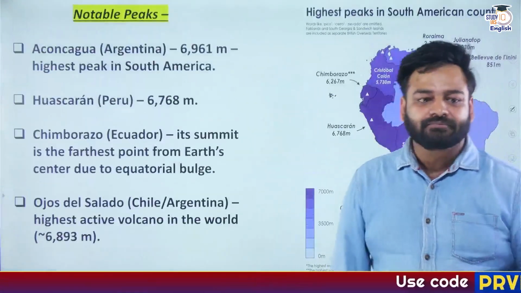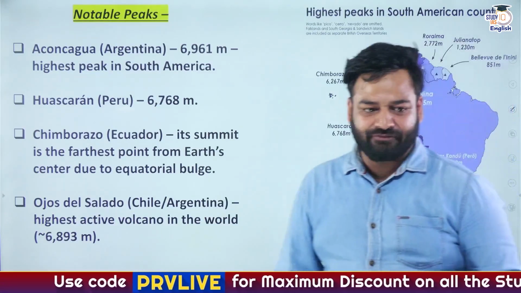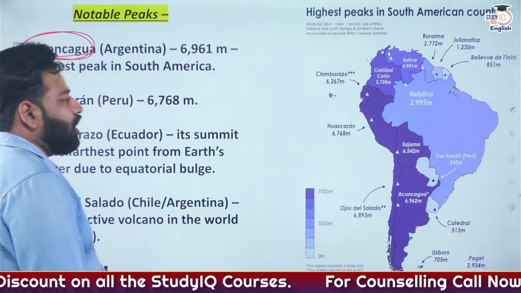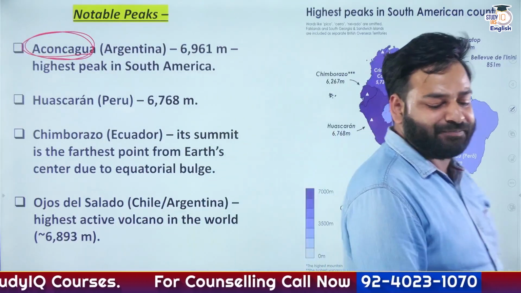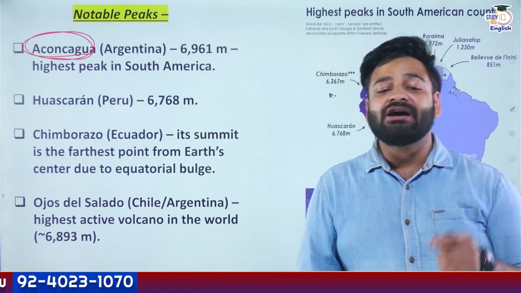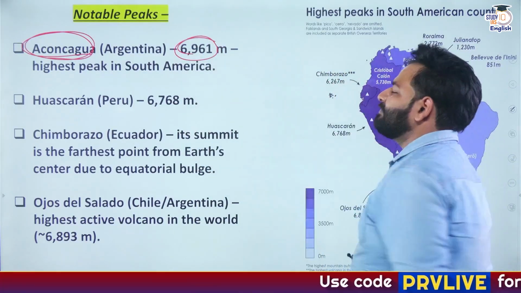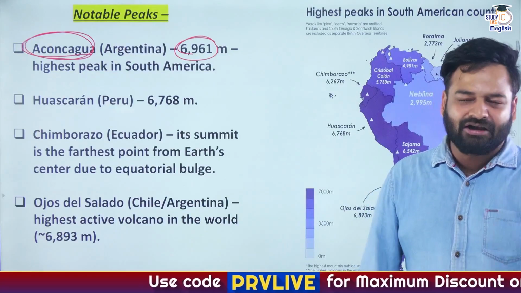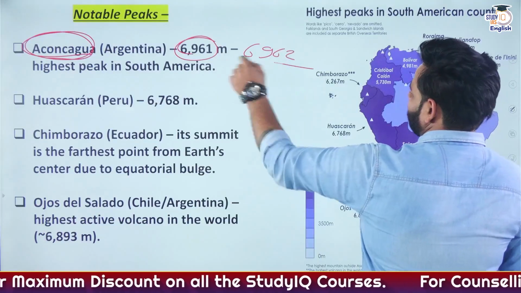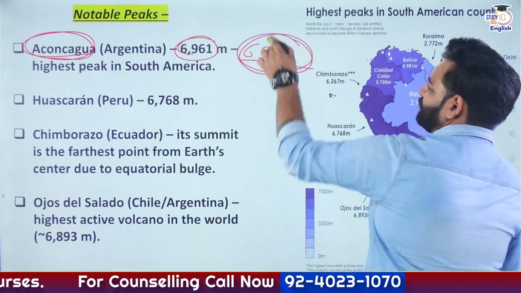Now, the next thing, the notable peaks. What are the highest and most important peaks we have? The first one is Aconcagua. What is Aconcagua? The highest peak of South America. As you can see, it is 6,961 meters, and many maps have recommended it as 6,962 meters as well. So if you want to quote it exactly, you can quote 6,962 meters.